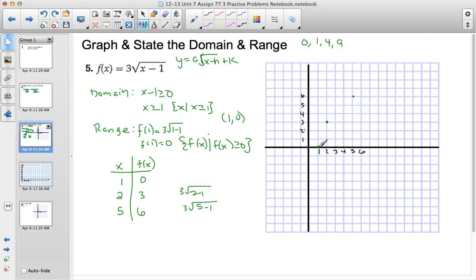And then I will draw my graph from there. Sorry, that's not the best on this little pad. It's kind of hard to draw those. Sorry about that.